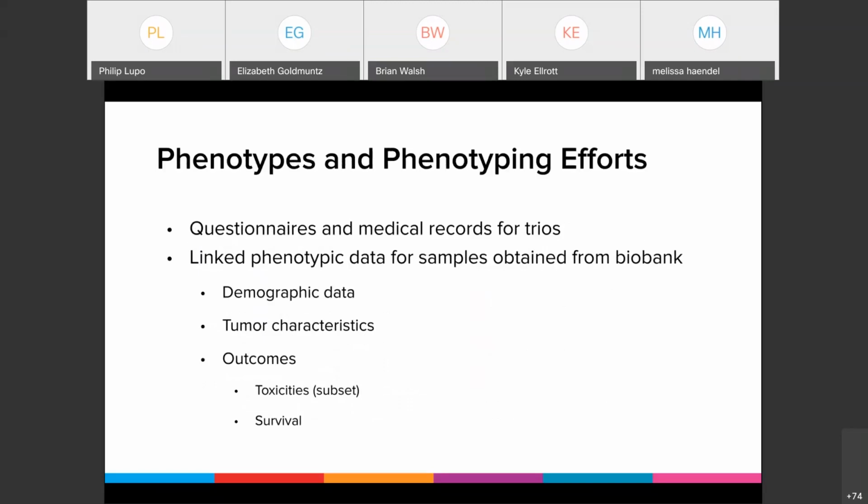So the phenotyping efforts for rhabdomyosarcoma, I think, are also going to be, or at least I hope, potentially rich for thinking about a lot of different questions. So in our trio-based study, we're collecting questionnaires and also medical records for these individuals, and that would include information on birth characteristics, exposures encountered during pregnancy and after for moms. The COG biobanking data can be linked to demographic data as well as tumor characteristics. We'll have outcome data on those that were enrolled in clinical trials, so that's going to include toxicities.